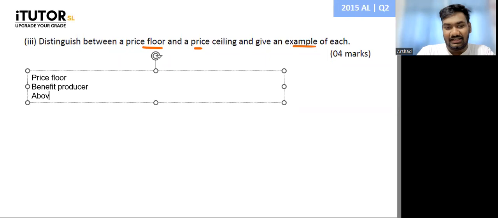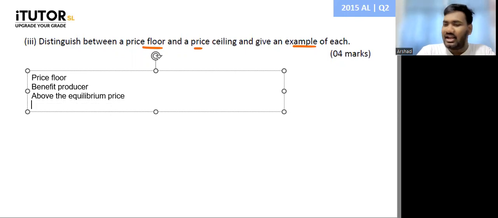It's set above the equilibrium price. Okay, above equilibrium price. Then what can you say, guys? Yes, to make it meaningful, above equilibrium. Correct. What can you say about excess demand or excess supply?